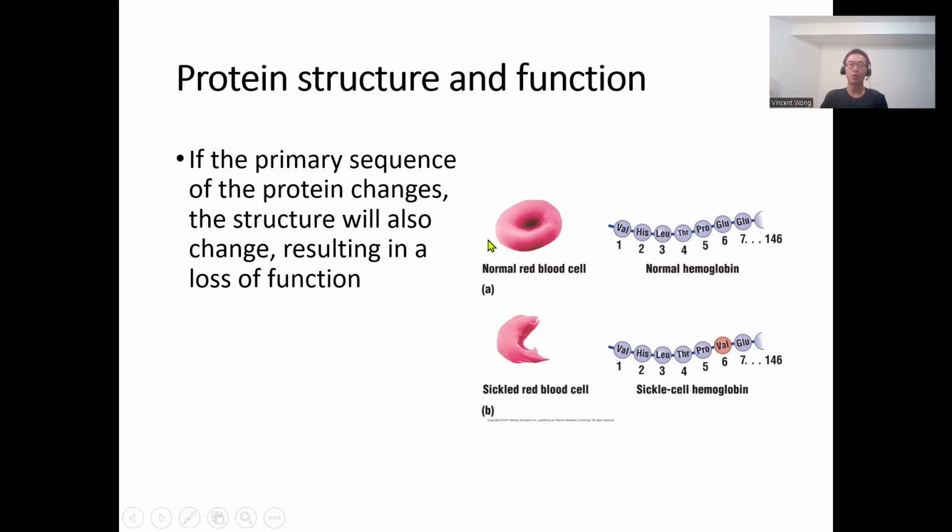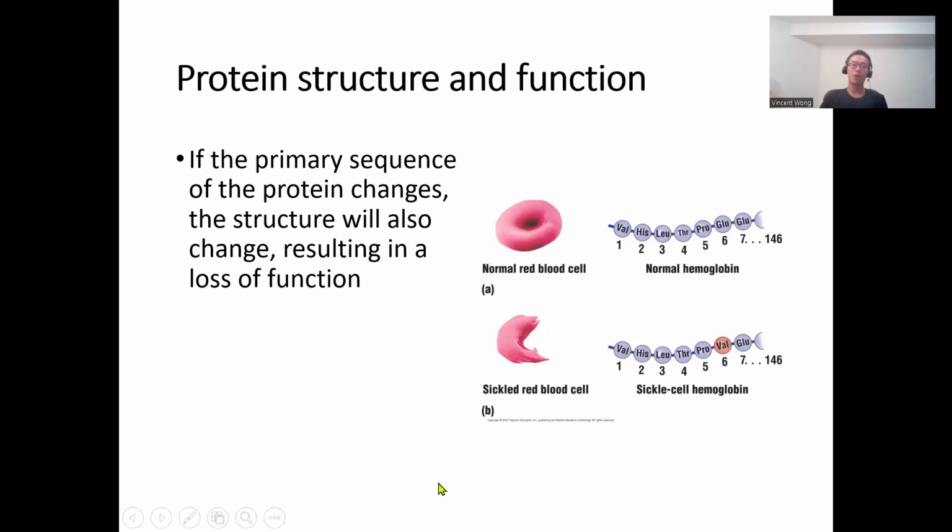This is a normal red blood cell. Inside the red blood cell is the hemoglobin that I told you about. Normal hemoglobin has 146 amino acids, and here are the first 7: valine, histidine, leucine, threonine, proline, glutamic acid, glutamic acid. That's the normal sequence. And how does your body know how to make it? Well, the instruction is in your DNA.